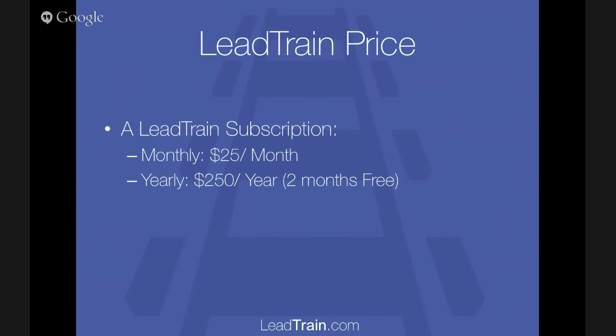A LeadTrain monthly subscription costs $25 a month. For a yearly subscription, it costs $250 for a year, and so you get 2 months free. We looked at this price and thought, not only is this incredibly fair for all the things that we're offering, but it's reasonable for anybody who's growing a dōTERRA business. We thought that was pretty good, that we did a pretty good job, but it wasn't good enough for us. We don't like pretty good. We like great. And so we moved farther than that.